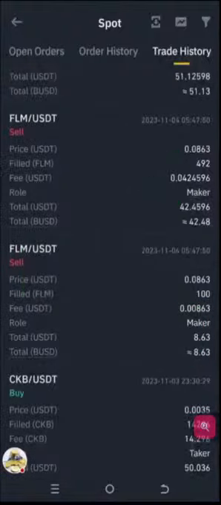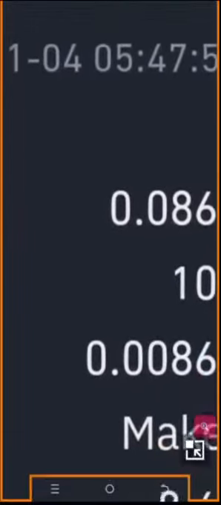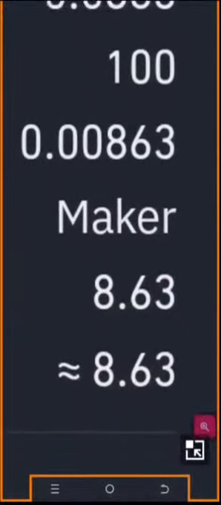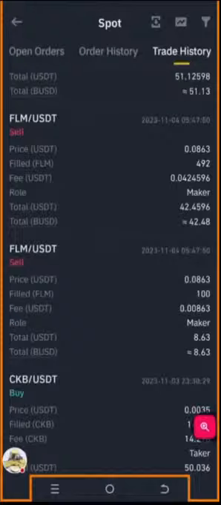Okay, so we have FLM. It got sold in 2 batches. It got sold at $42.48, and then the second one got sold at, I think it was like 8 cents. Come on, what's making this slow? It got sold at $8.63. Okay, so we got it sold in 2 batches. The first batch was $42.45. The other one was $8.63.